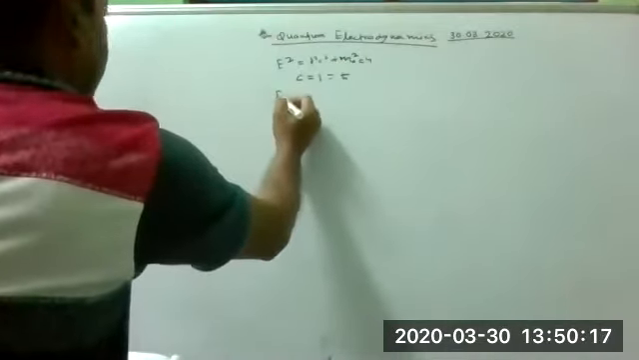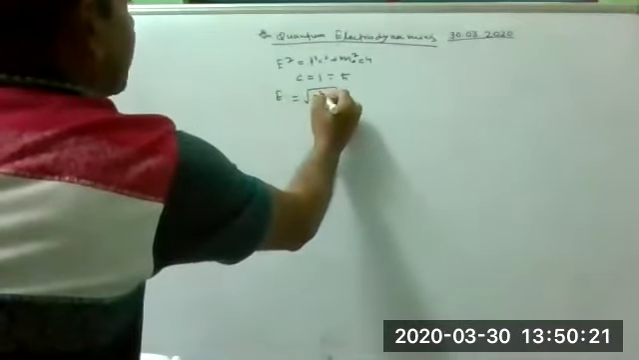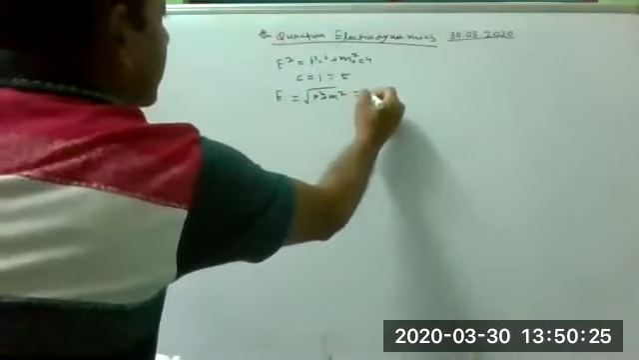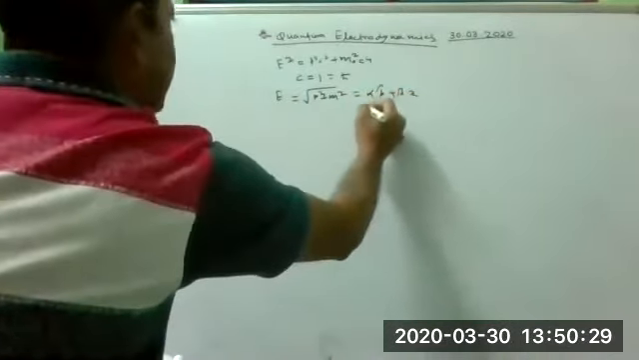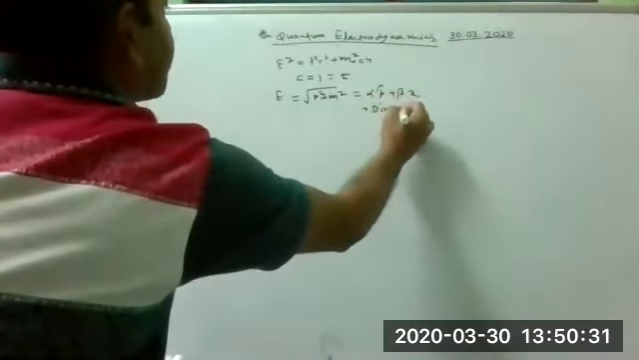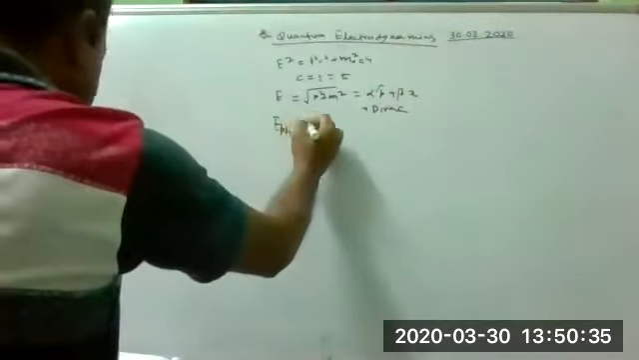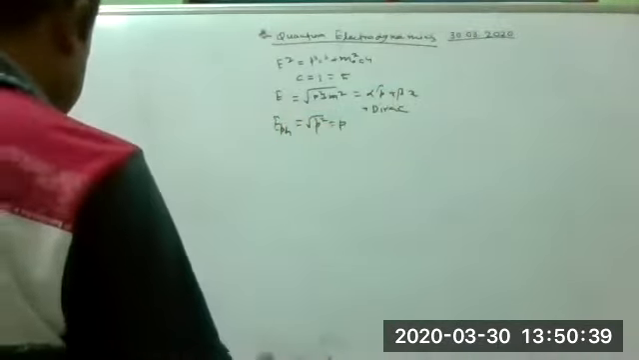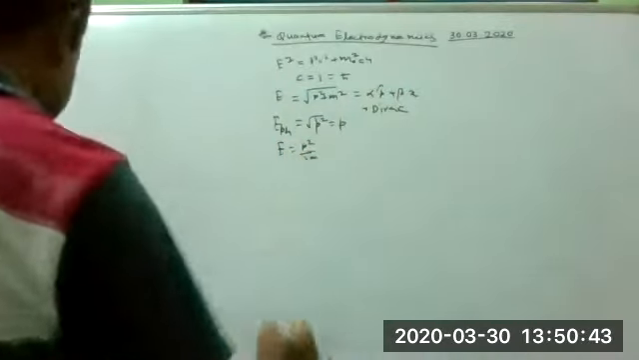E equal to root over p square plus m square, which is equal to alpha dot p plus beta m. This is the Dirac equation. And E of photon equal to root over p square, which is equal to p. So classically this is equal to p square by twice m.